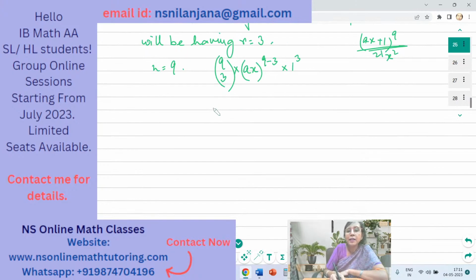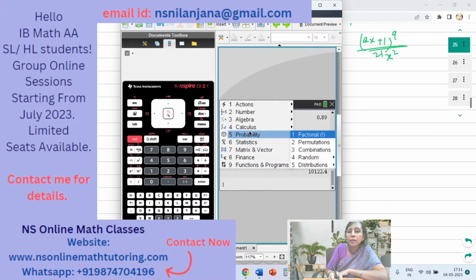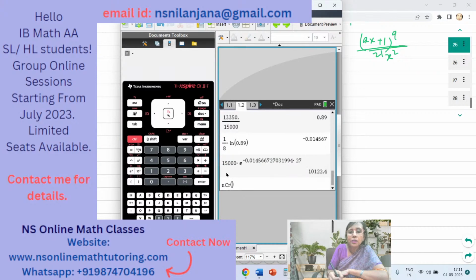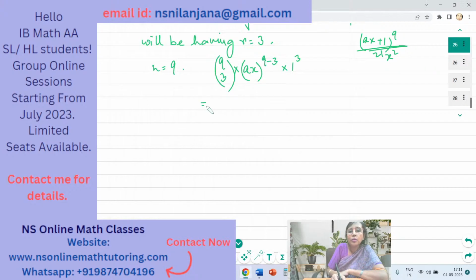What is 9C3 equal to? Let us find 9C3 using the calculator, combinations 9, 3. Enter. 84. So this is equal to 84 times, 9 minus 3 is 6, so it is a to the power of 6 times x to the power of 6.